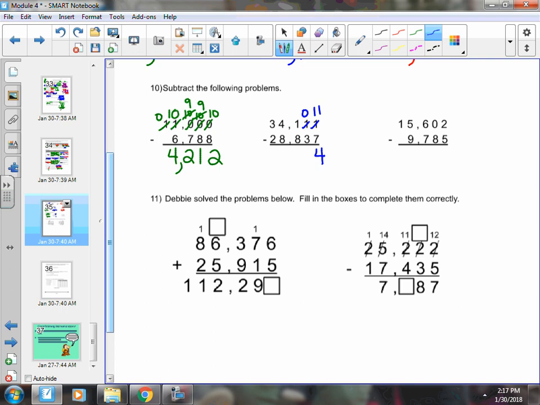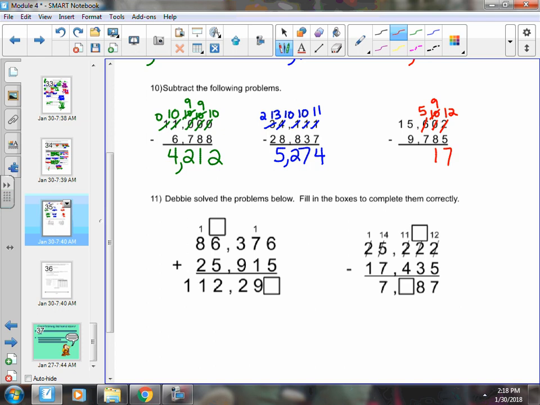I can't do 0 minus 3, so I'm going to take my 100 and break it up into 10 tens. 10 minus 3 is 7. I can't do 0 minus 8, so I'm going to take one of my thousands, break it up into 10 little pieces. 10 minus 8 is 2. I can't do 3 minus 8, so take one of my 10,000s, break it into 10 little pieces. 13 minus 8 is 5. 2 minus 2 is 0. And the last one, 2 minus 5 I can't do, can't take away from 0. So I'm going to take one of my hundreds, break it up into 10 tens, take one of my tens, break it up into 10 ones, add it to the 2 that are already there.